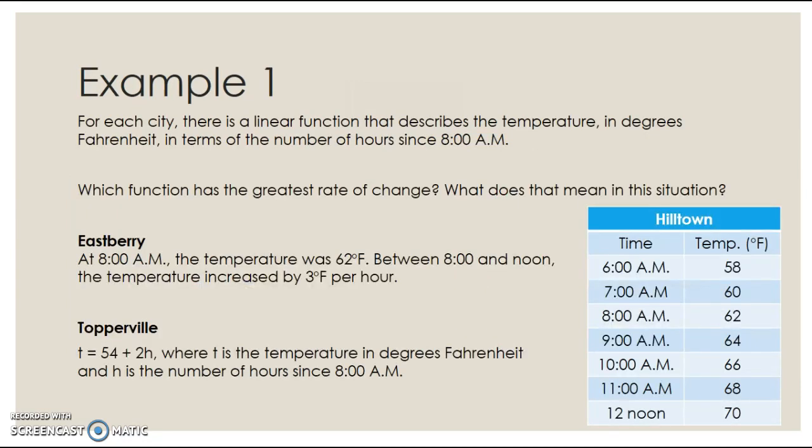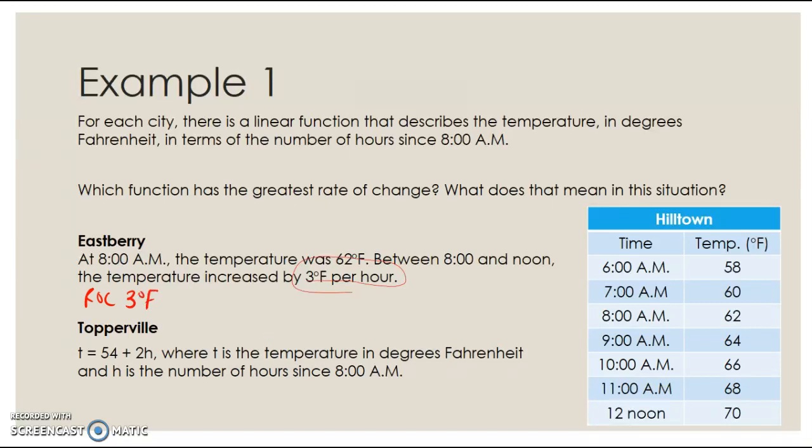So here we have our first example. For each city, there is a linear function that describes the temperature in degrees Fahrenheit in terms of the number of hours since 8 a.m. Which function has the greatest rate of change, and what does that mean in this situation? So here are 3 cities. We have Eastbury, and at 8 a.m. the temperature was 62 degrees, and between 8 and noon the temperature increased by 3 degrees per hour. And so our rate of change is always with that per or for every. That's our rate of change. So right now for Eastbury, our rate of change is 3 degrees Fahrenheit.